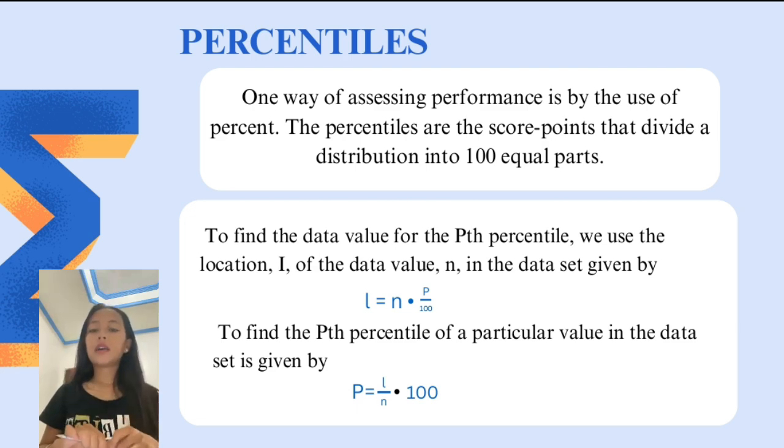To find the data value for the percentile, we use the location of the data value n in the data set given by I equal n asterisk percentile over 100. To find the percentile of a particular value in the data set, it is given by percentile equal I over n asterisk 100.